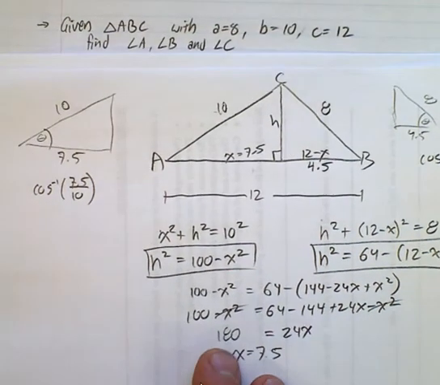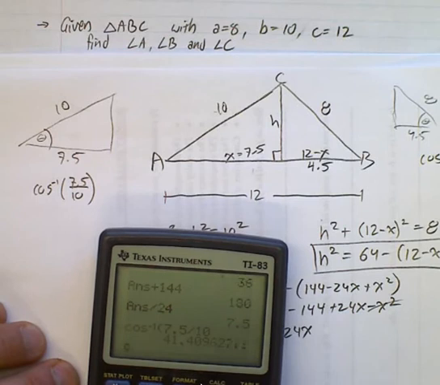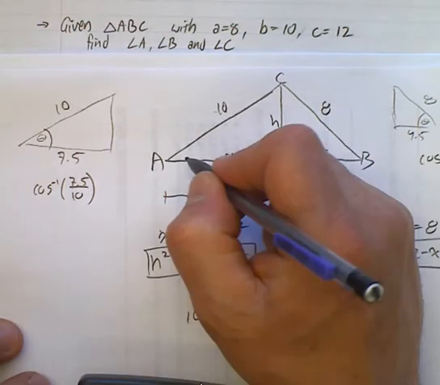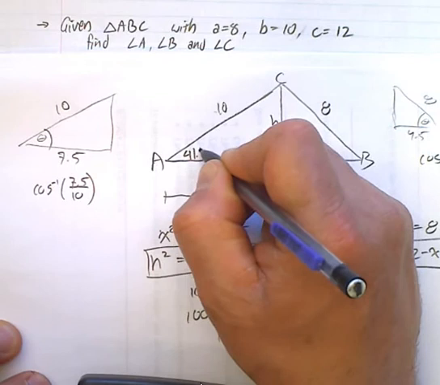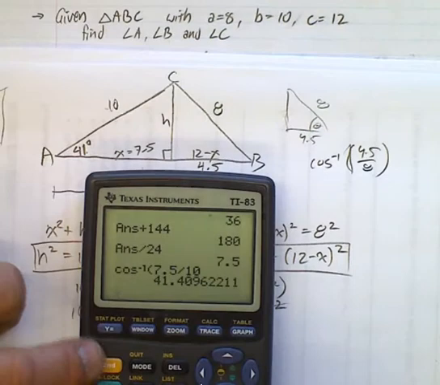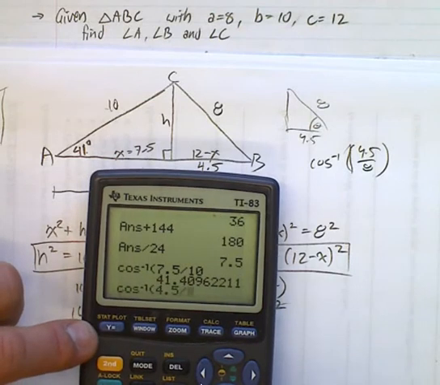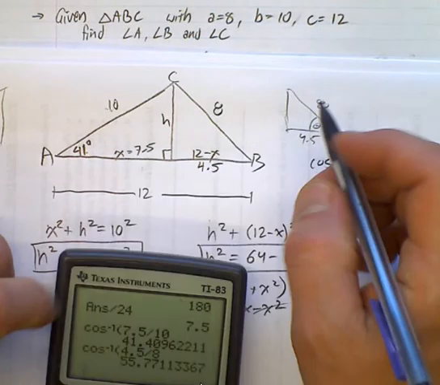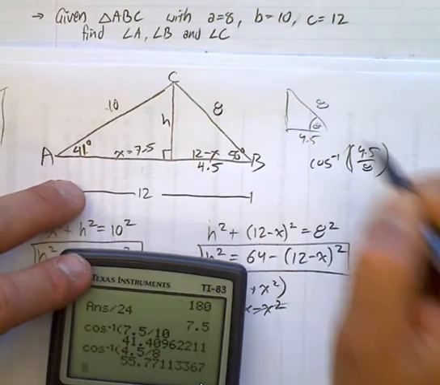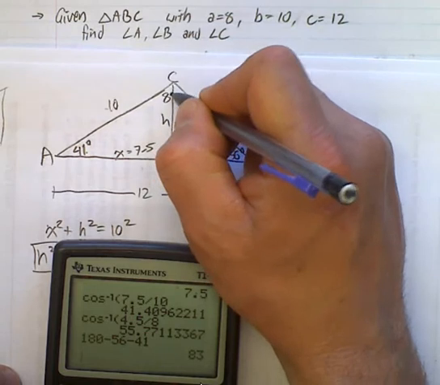I just realized that's off the thing, so let's do these one at a time. Second cos of 7.5 divided by 10 gives me 41.4 degrees. So this one is, let's just call it 41 degrees, okay? Now let's look at the other side here. Second cos of 4.5 divided by 8, we get 56 degrees. So let's call this one 56 degrees. And if we go 180 minus 56 minus 41, we end up with 83 degrees up here.